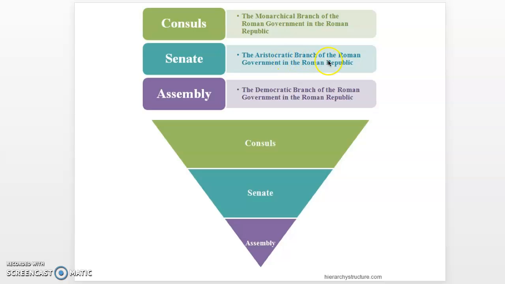We had part of it that was inherited power. This is kind of like the British monarchy versus the House of Lords and House of Commons. This is like elected, but not shown on here is the judicial separation, the branch of government.